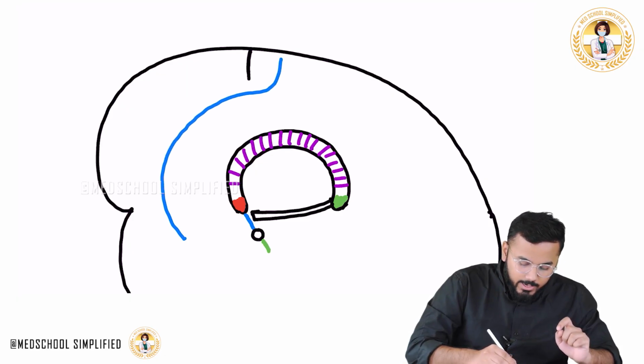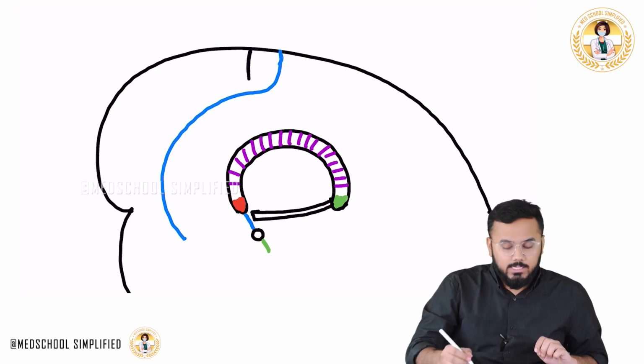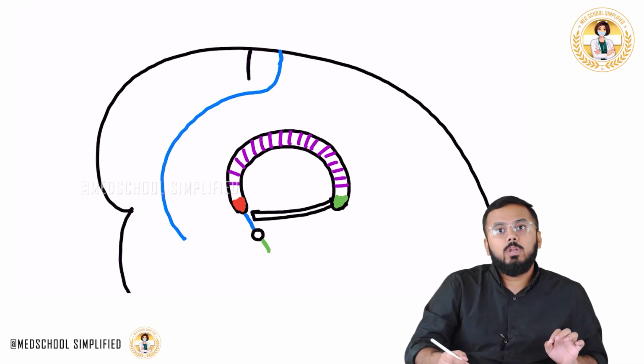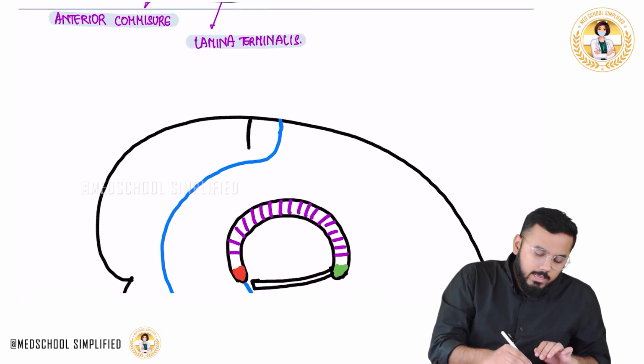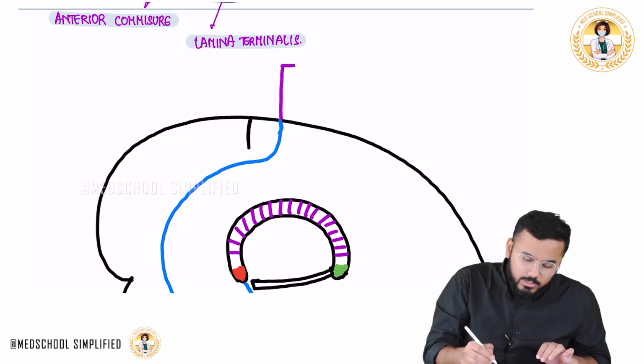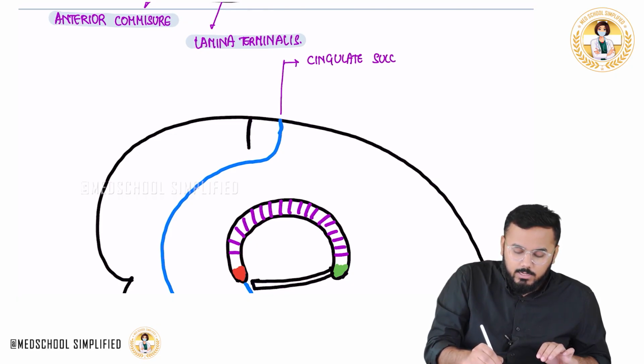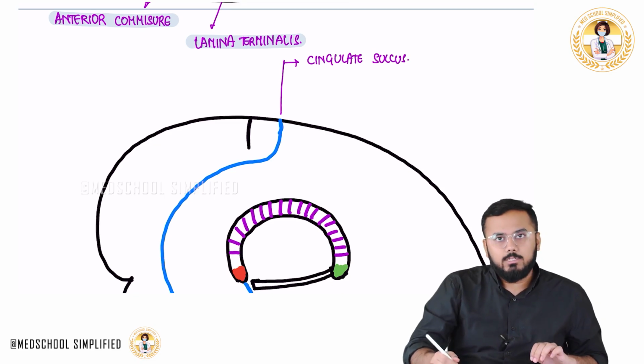And it is going and attaching to the cortex like this, right? Now this sulcus, whatever you can see, is called as cingulate sulcus. So what is the name of this sulcus, guys? The name of this particular sulcus over here is called as cingulate sulcus.